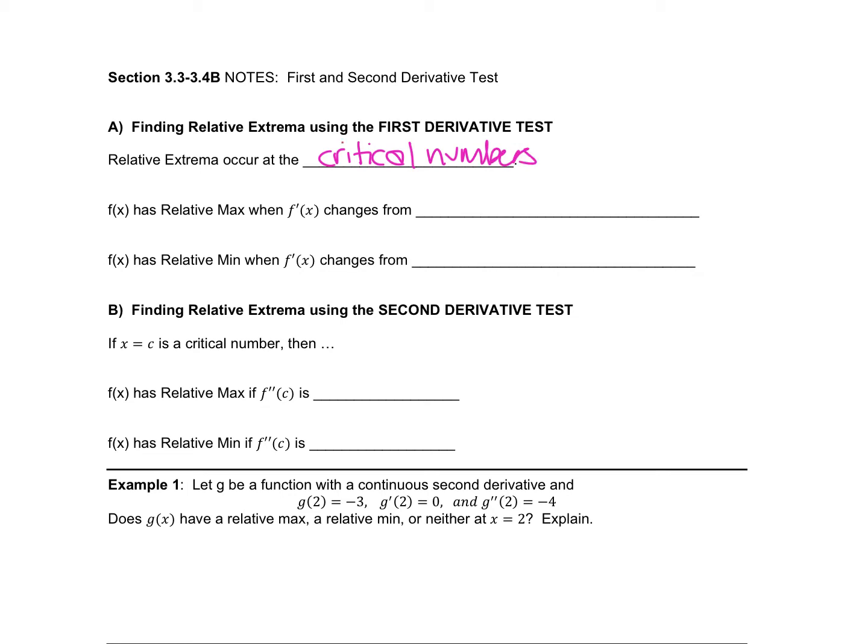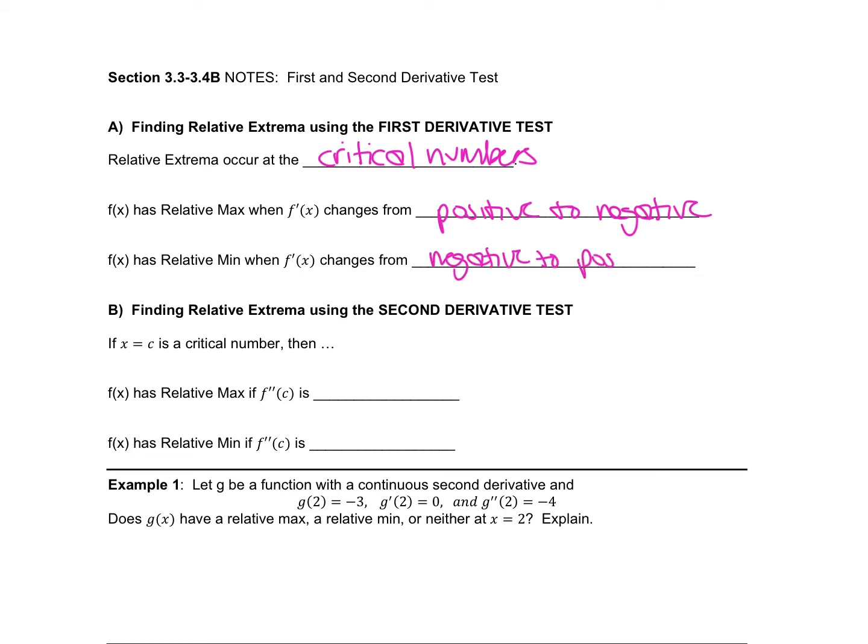Relative max happens when f prime of x changes from what? Positive to negative. And relative min happens when f prime of x changes from negative to positive.